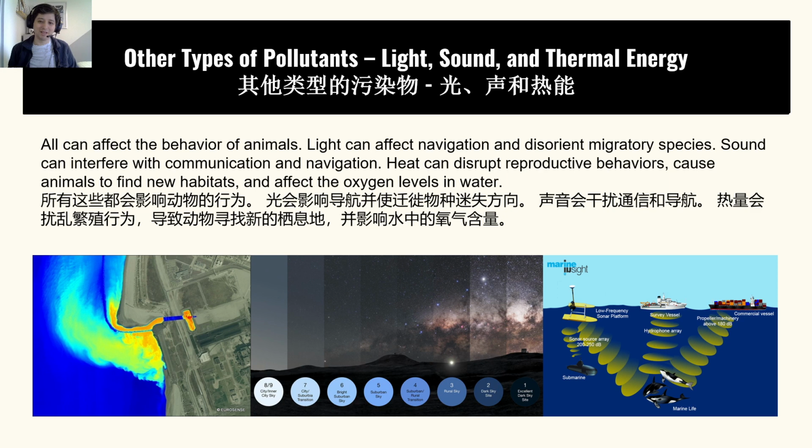Another type of pollutant would be light, sound, and thermal energy. And again, we saw this vocabulary word therm, which means heat. So thermal is like pertaining to, it's about heat. So light, sound, and heat energy is kind of the meaning, right? So we don't think about this often as a type of pollution, but they affect ecosystems and they affect animal life, and they can really harm animal behavior. So all three can affect the behavior of animals.